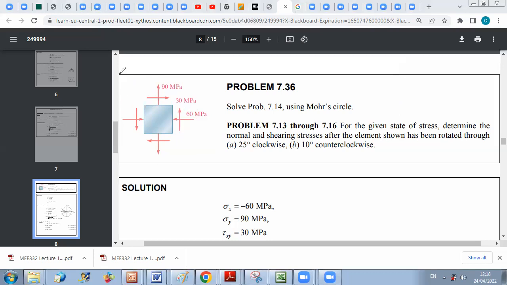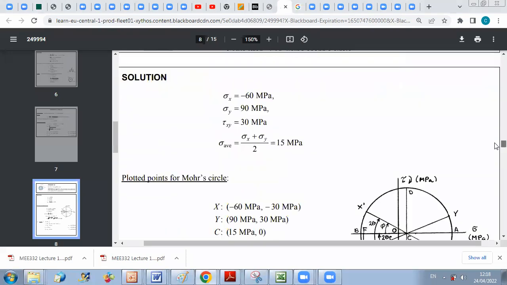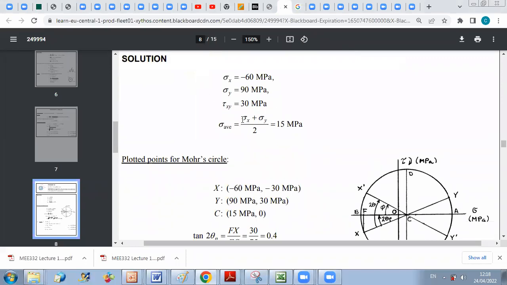Now, once I determine this state of stress, all I have to do is draw the Mohr circle. As we said, to plot the Mohr circle, we need 2 points. The first point is characterized by plus sigma x, which is minus 60, and minus tau xy, which is minus 30. And the second point is characterized by plus sigma y and plus tau xy. So now we are ready to plot the Mohr circle.